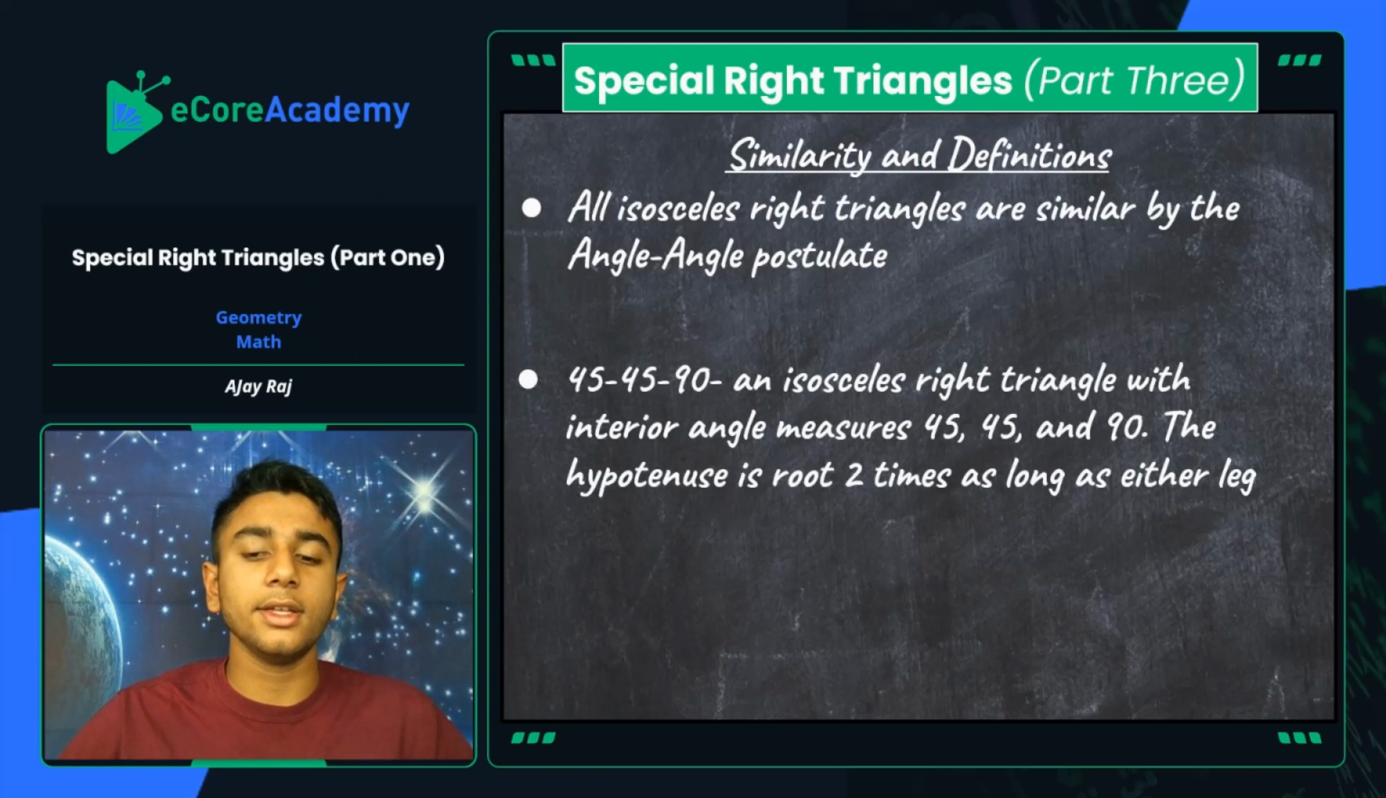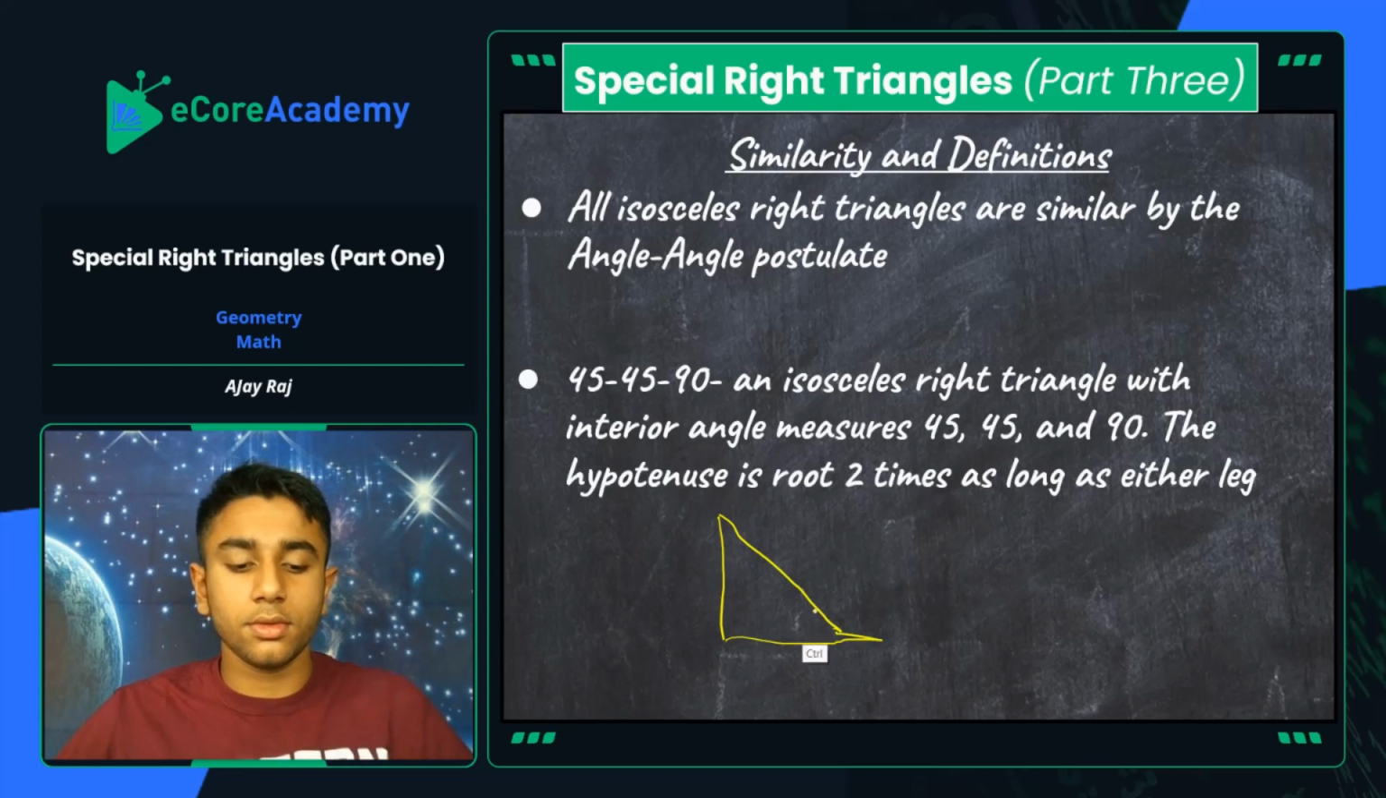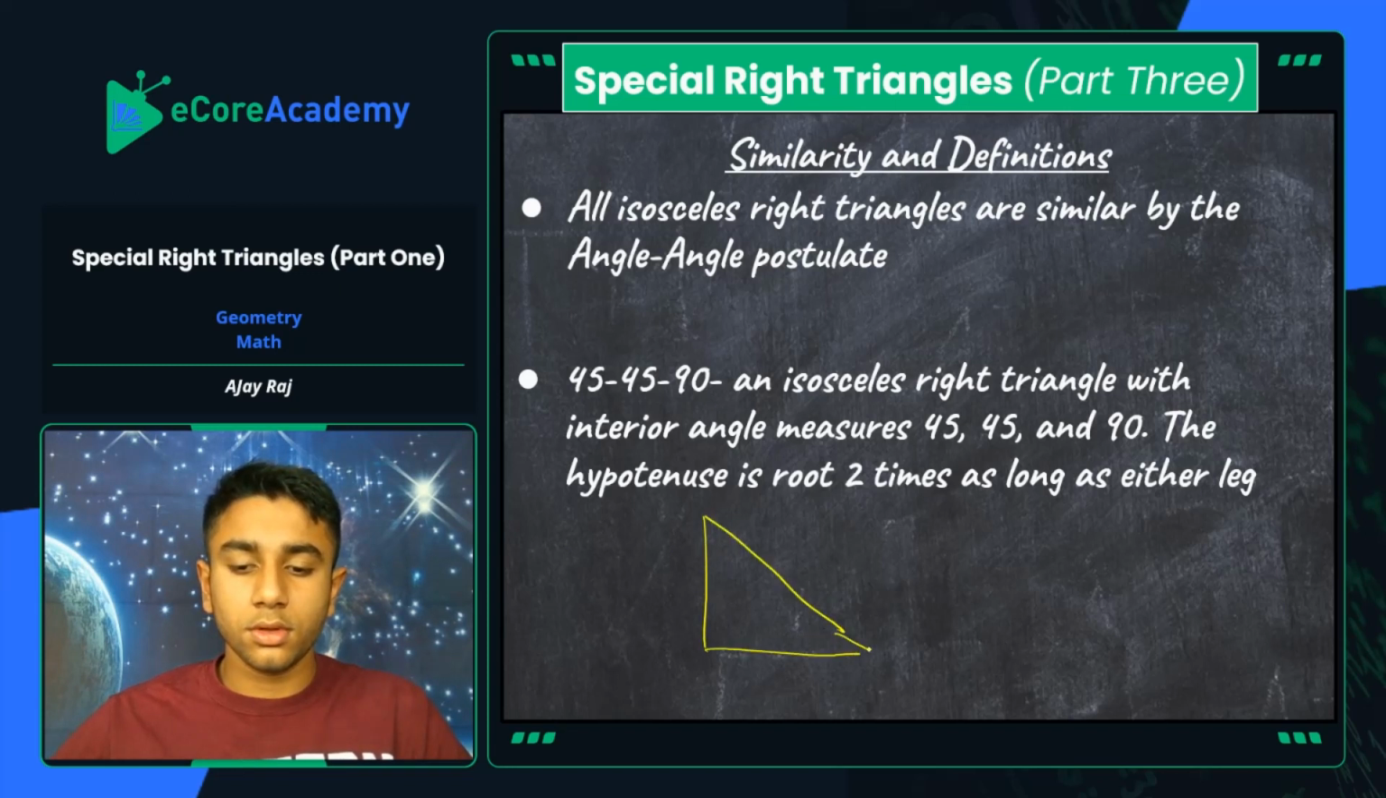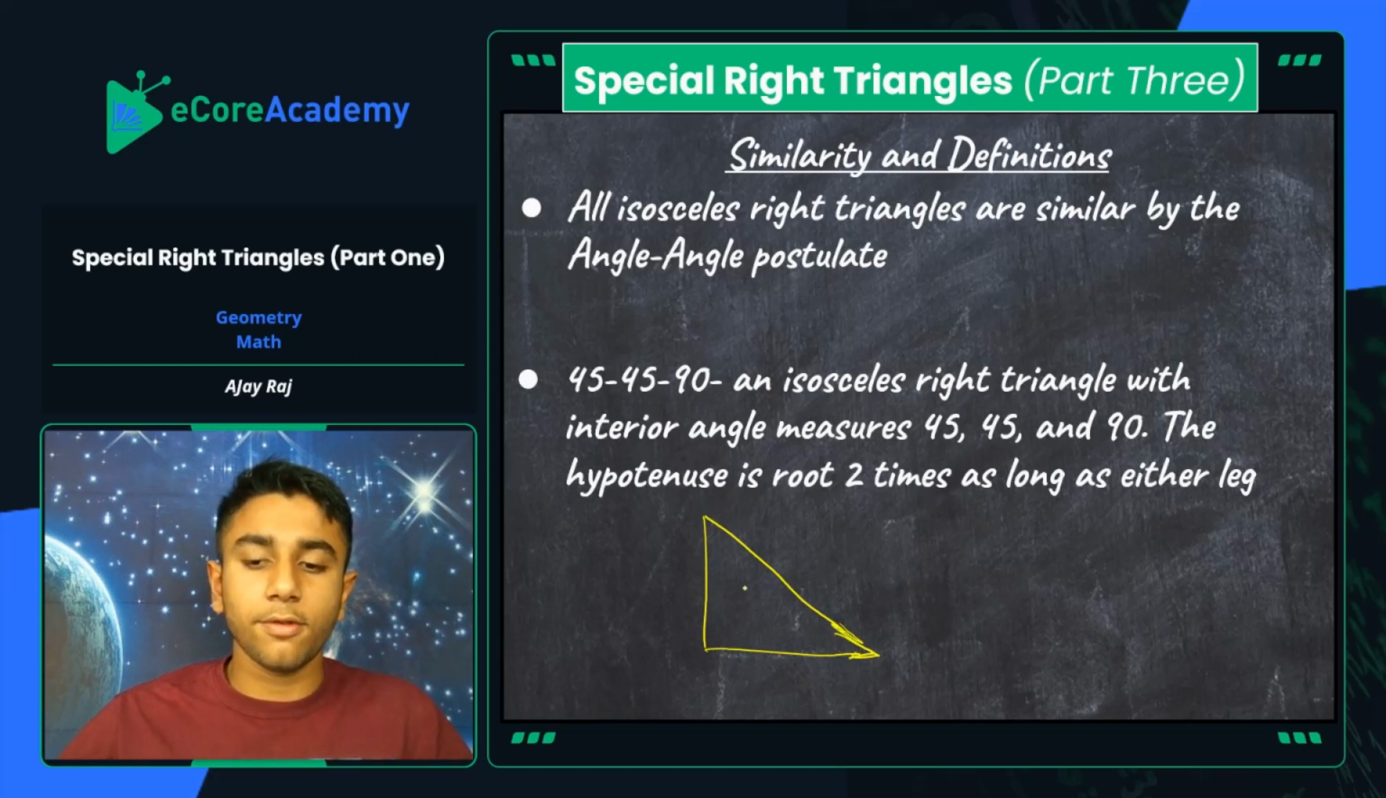So 45-45-90 is an isosceles right triangle with interior angle measures of 45, 45, and 90. And the hypotenuse is root 2 times as long as either leg. So let's draw that out here. If we take a look at this right triangle, this is going to be our 45-45-90. This is our 90-degree angle, obviously. This is going to be our 45-degree angle, and then this is our other 45-degree angle.